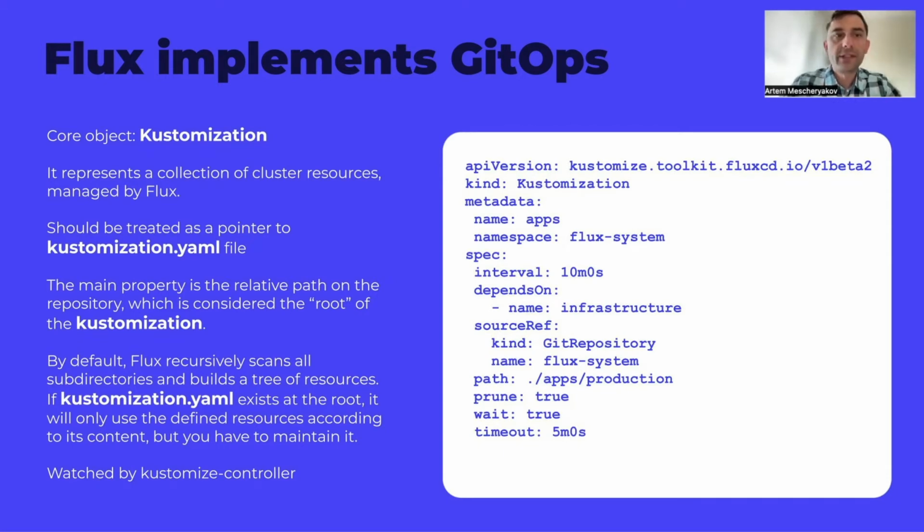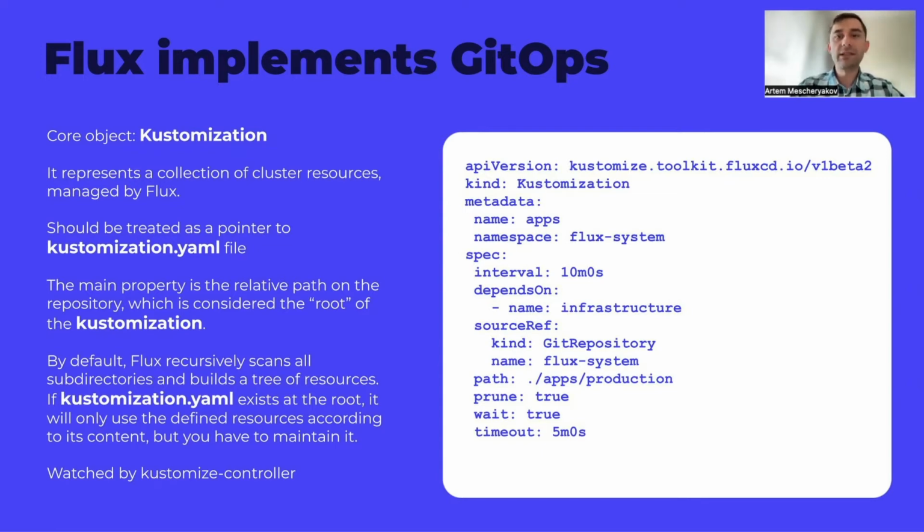To continue our conversation, let's talk about Flux core objects. The first object is Kustomization. I would say it represents a collection of cluster resources managed solely as a unit by Flux. You can group multiple resources together, and Flux will treat it as a single reconciliation point. When all resources are healthy, it will show you that this Kustomization is healthy. It can contain a single application, or multiple of them. It's up to you to decide how to structure it.